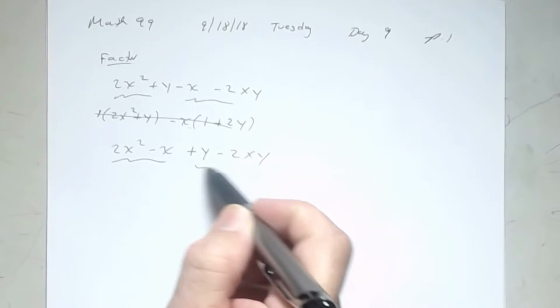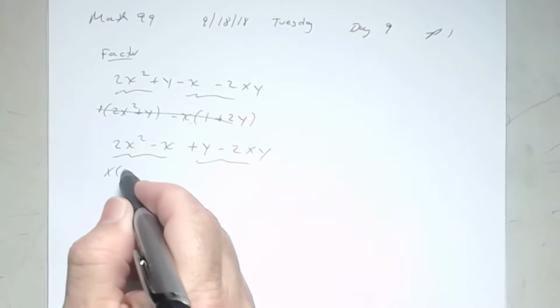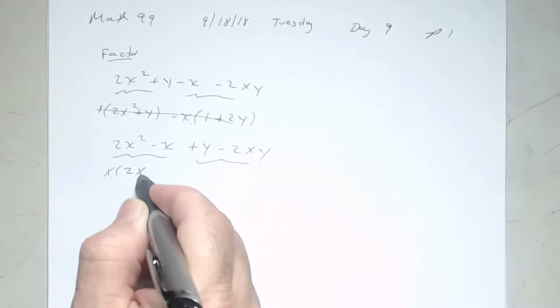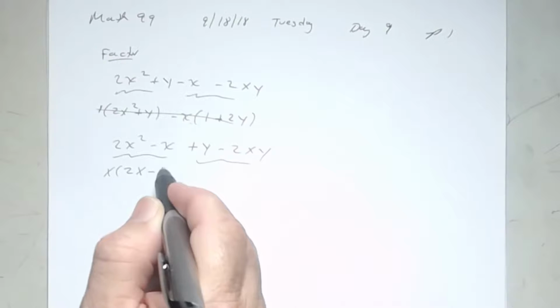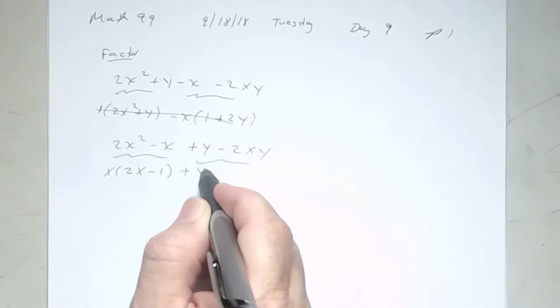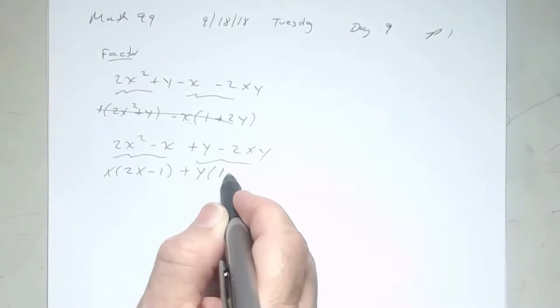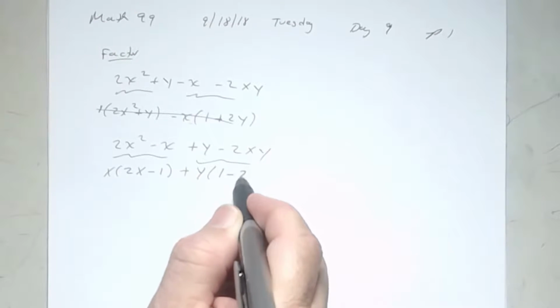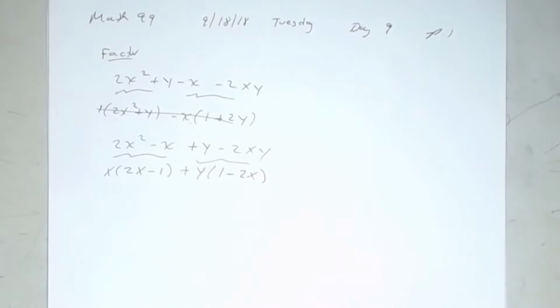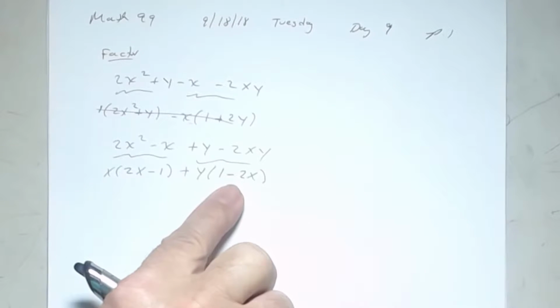Group the first two, last two. What can I factor out of the first two? X. When you get 2x minus 1. Over here it'll be plus, and then y times 1 minus 2x. Are those exactly the same? No. See, 2x minus 1 is not the same as 1 minus 2x.